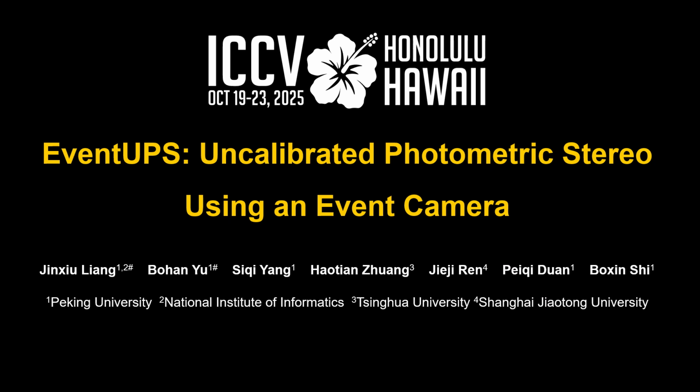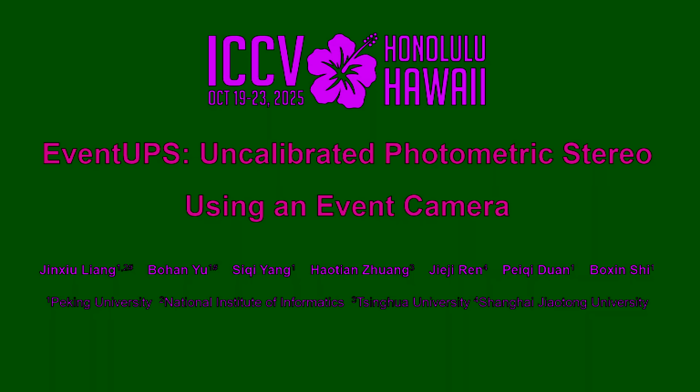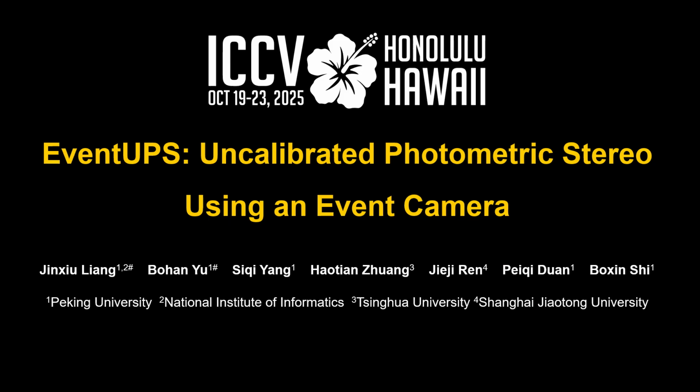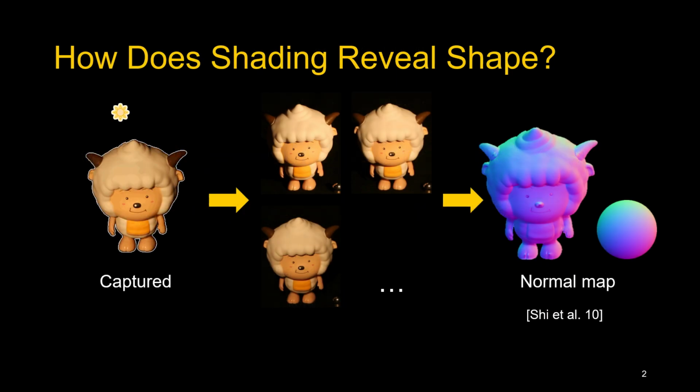Hello, everyone. Today, I'll introduce EventUPS, a new framework for performing uncalibrated photometric stereo using an event camera. At its core, photometric stereo asks a simple question. How can we infer 3D shape from the way an object reflects light?